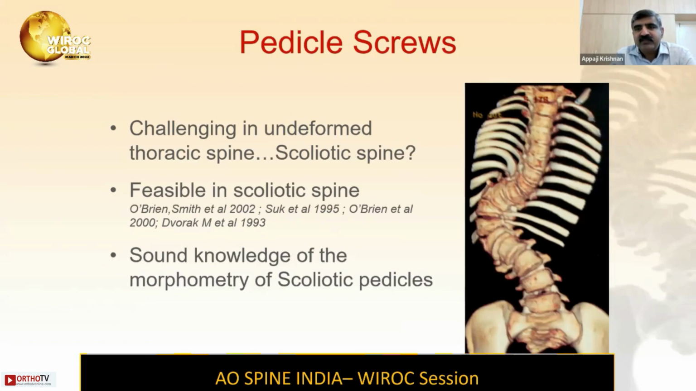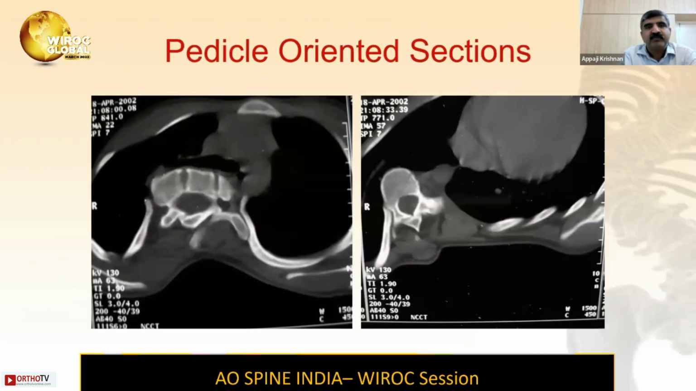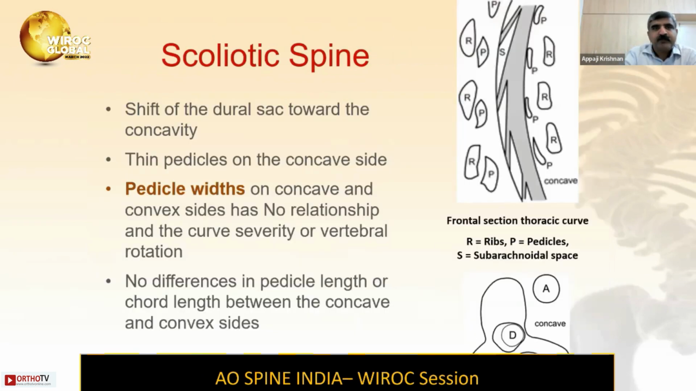The more challenging pedicle screws in the thoracic spine will be in the deformed scoliotic spine. It is feasible, but you should have much more morphometric knowledge of the scoliotic pedicles. So the pedicle orientation is totally different. The pedicles may be in a windswept pattern. The problem in scoliotic spine will be the shift of the dural sac towards the concavity. There will be thin pedicles on the concavity. The pedicle width on the concavity may be almost not there. You may not even have a pedicle there.